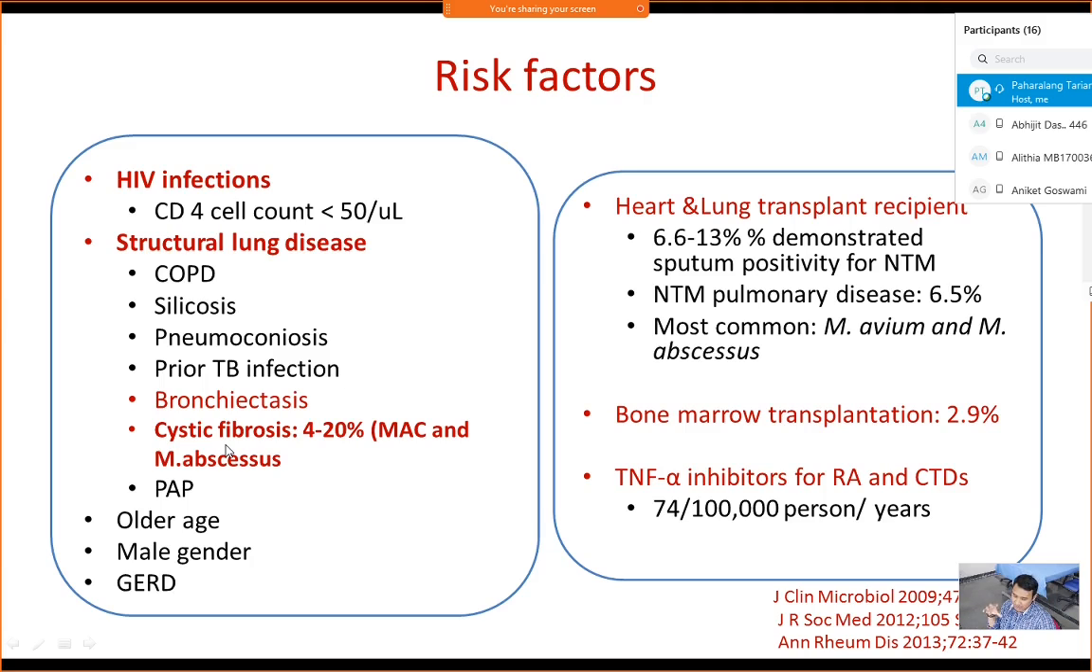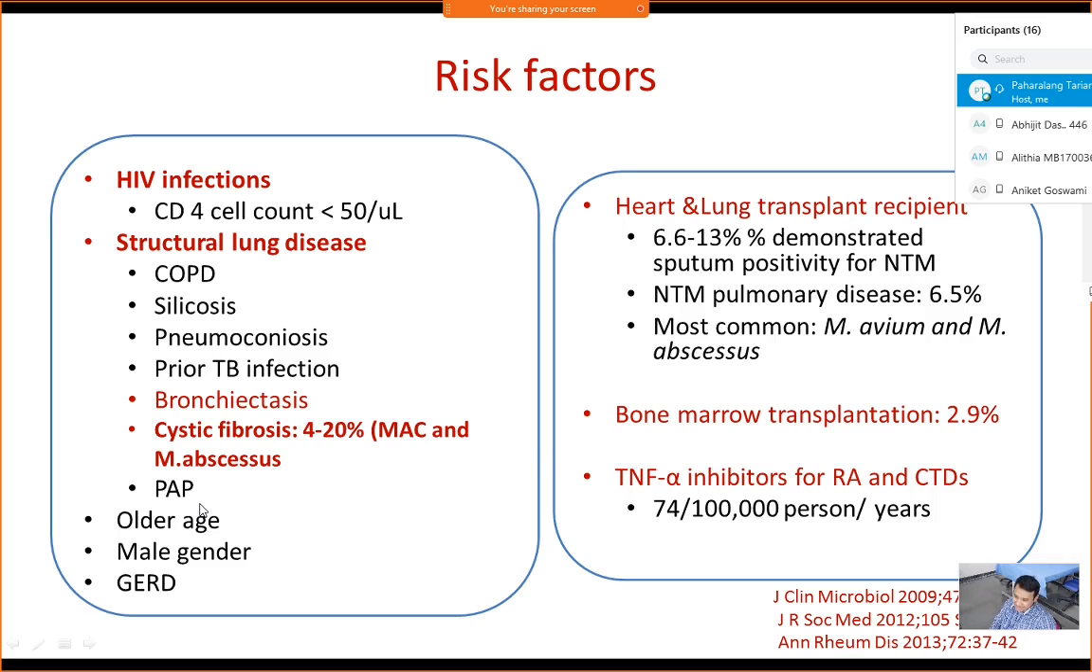In these instances where there's structural damage to the lung, the altered structure will alter the local immune environment within the lung. So all the defense mechanisms within the lung, such as the ciliary motion of the airways, will all be altered. This allows the mycobacteria to grow and multiply within the lung. In fact, in cystic fibrosis, almost 4 to 20% of patients will eventually have MAC or Mycobacterium abscessus infection in their lifetime.